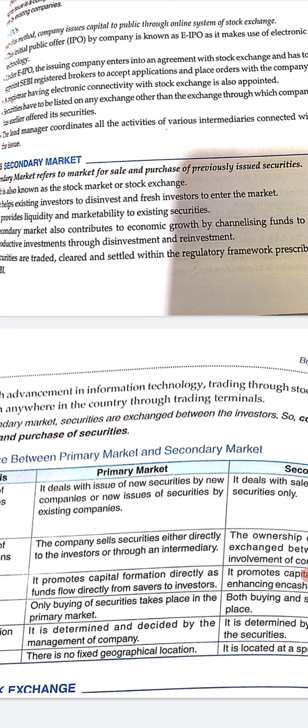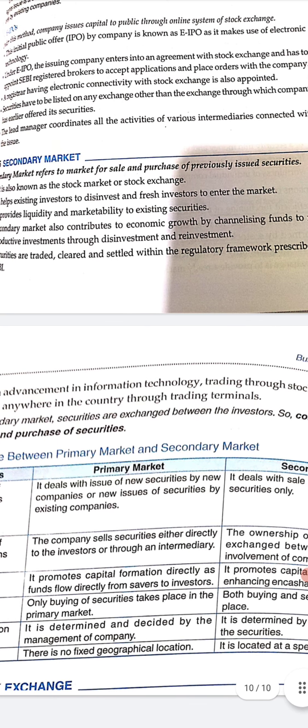Now difference between primary and secondary market. Primary market deals with new securities. Secondary market deals in sale and purchase of existing securities. The process of transactions in primary market is that the company sells securities, and under secondary market the ownership of existing securities is exchanged between investors. Primary market promotes capital formation directly. Secondary market promotes capital formation indirectly.